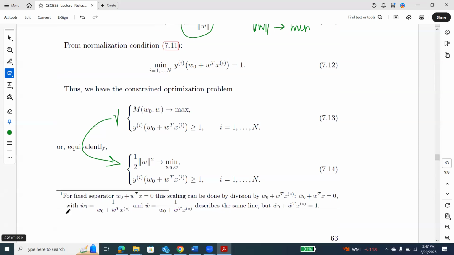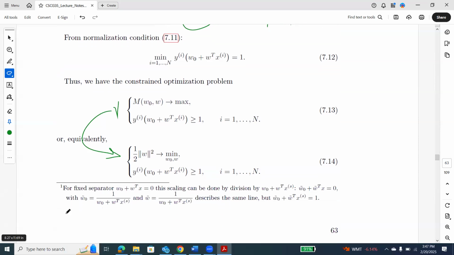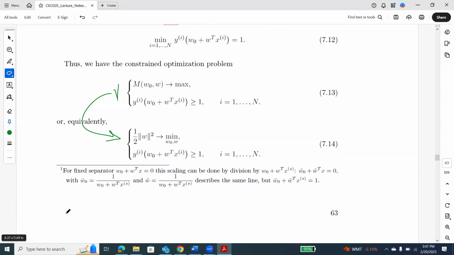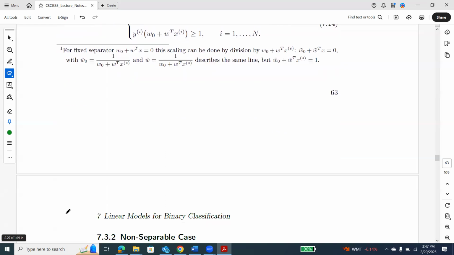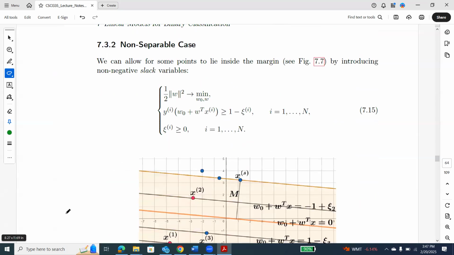Great, and that's it. The quadratic optimization problem with linear constraints is a well-studied optimization problem. It's called convex optimization because quadratic functions and linear functions are convex functions. And convex optimization problems are well studied. Now let's talk about the non-separable case. Actually, we will talk about how to solve constrained optimization later today.